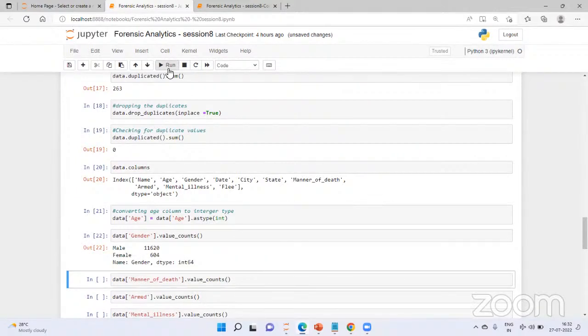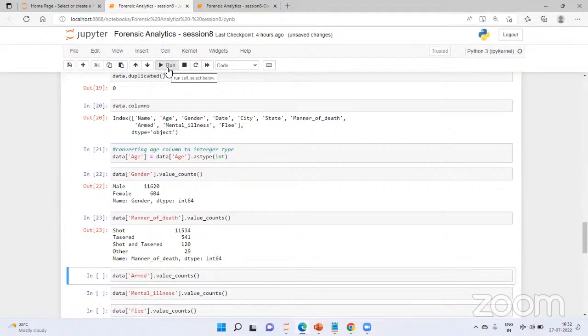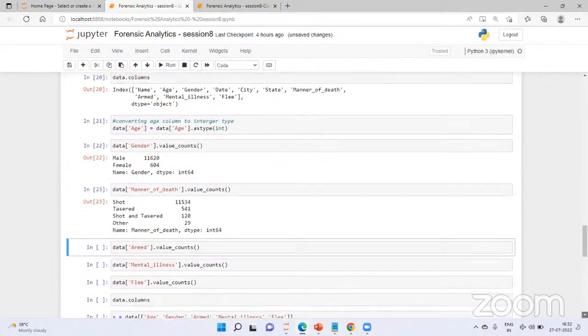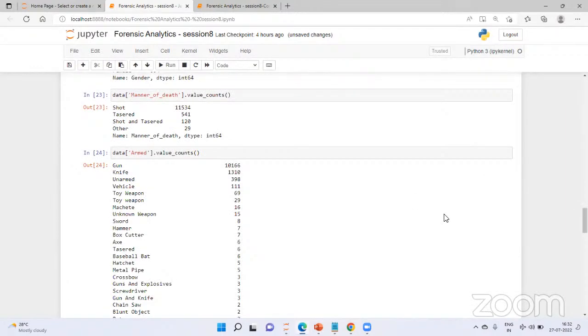So gender: male 11,620 and female 604. Next, value counts of another column, that is manner of death: shot, tasered, shot and tasered, other. Next, data.armed value counts. In the armed column, there will be gun, knife, unarmed, weapon, you can see.